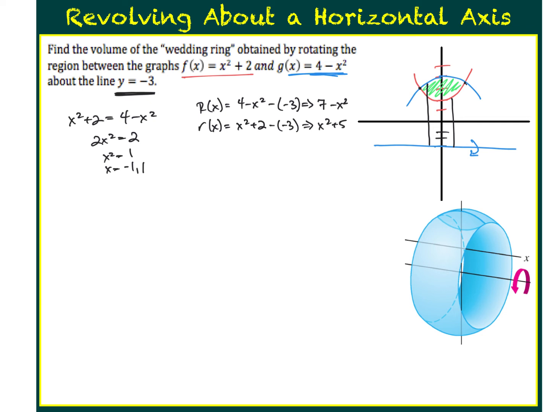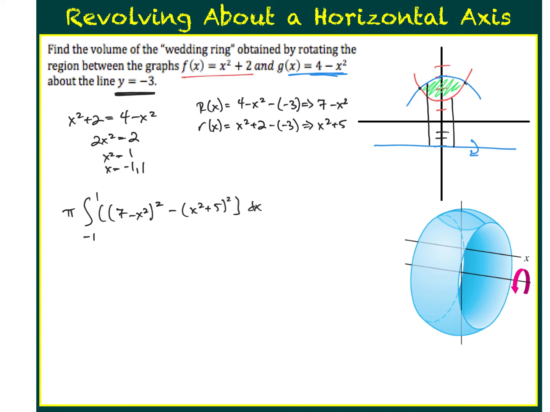All right, so let's build our integral. My integral would be from -1 to 1. What's out front? Pi, because it's the area of a circle. What's my big radius? 7 minus x squared, and I'm squaring it. Minus, what's my little radius? X squared plus 5, and I'm squaring it.